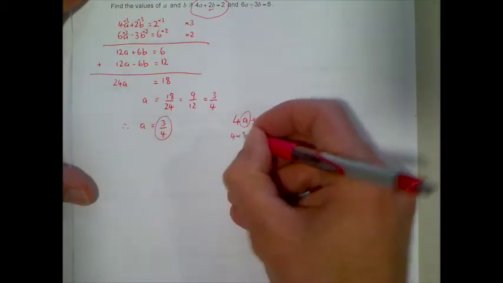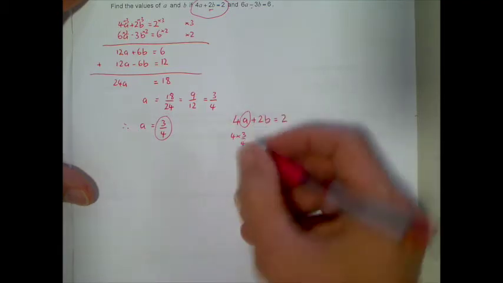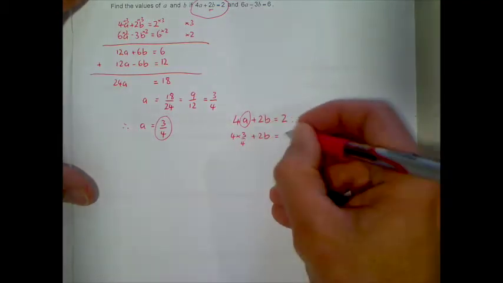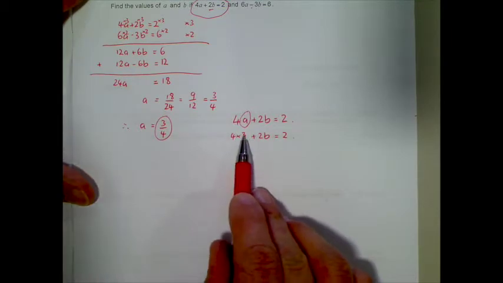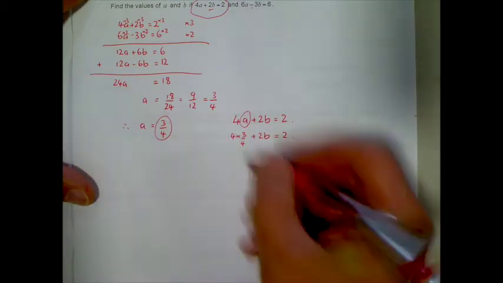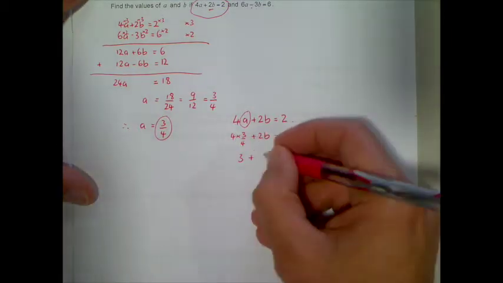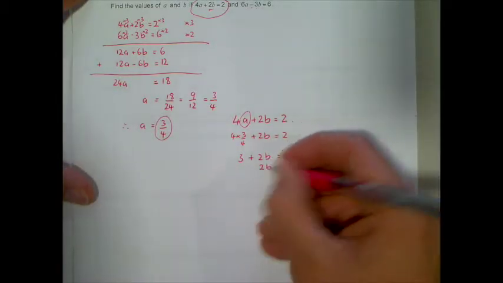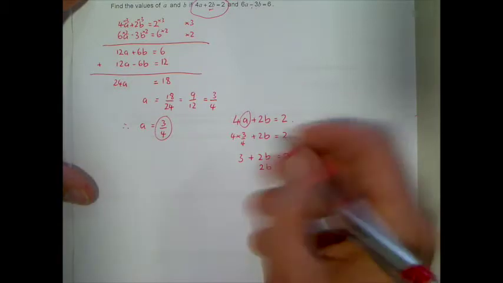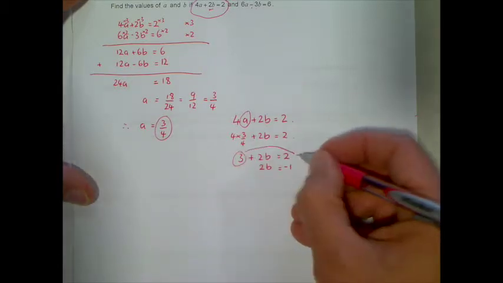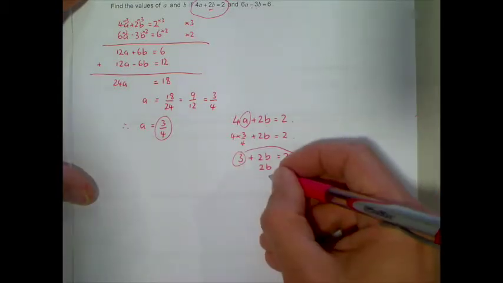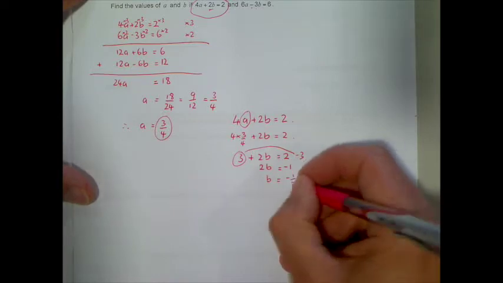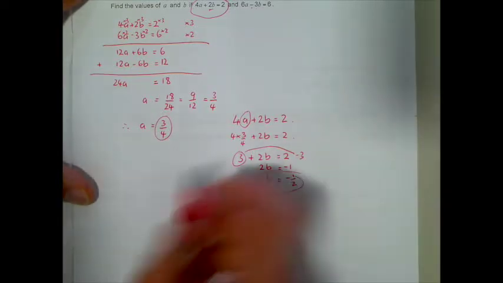We're going to have 4 times 3/4 plus 2b is equal to 2, and 4 times 3/4 will give me 4 3s are 12. 12 divided by 4 gives me 3. 3 plus 2b is equal to 2. Therefore 2b is equal to negative 1. Remember, we bring that 3 across, becomes take 3. And then divide both sides by 2, and we get b is equal to negative 1/2. And there's our solutions for a and b.